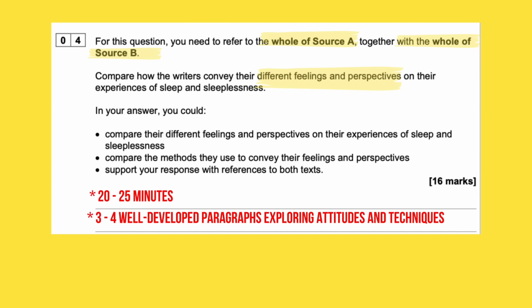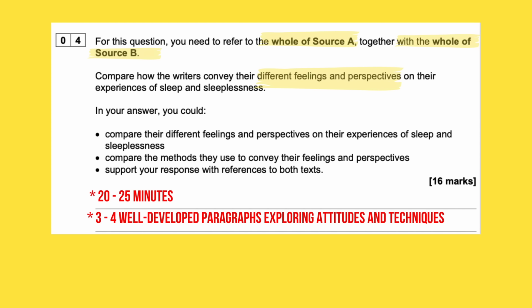Now, the most common concern students have with question 4 is this sounds a lot like question 2. They're asking us to compare both sources, and it's not directly asking us how the writer uses language or structure, it's just telling us to discuss their feelings and perspectives. For this question, make sure that you use the bullet points as a guide. So remember, these are not just prompts to help us, but also hint at what the examiner will be looking for in your writing. So what does this mean, feelings and perspectives?